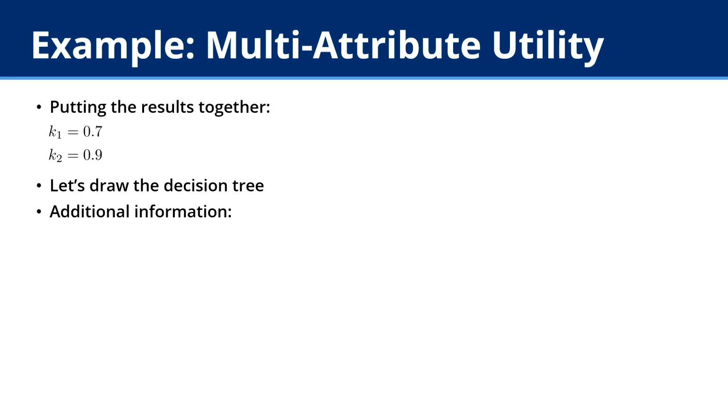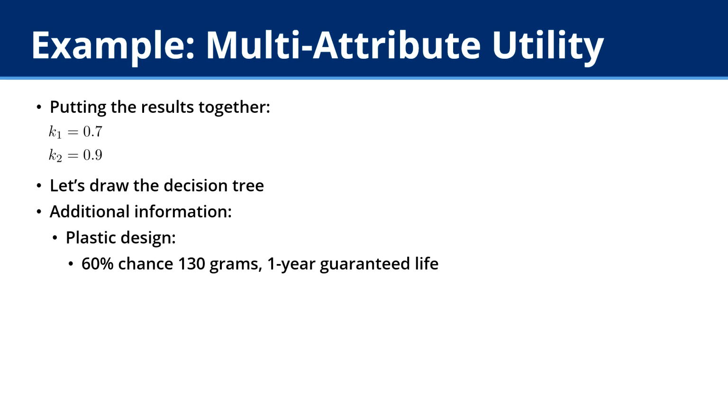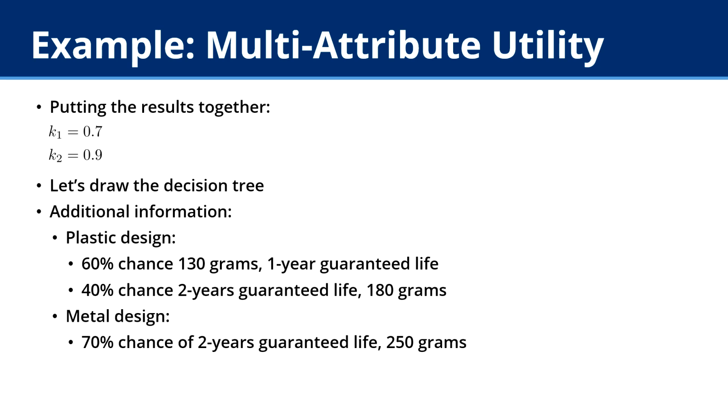Okay, so some additional information before we draw the tree here. The plastic design has a 60% chance of yielding a 130 gram bike with a 1 year guaranteed lifetime, and a 40% chance of a 2 year guaranteed life and 180 grams. The metal design has a 70% chance of 2 year guaranteed life, 250 grams, and a 30% chance of 3 year guaranteed life, 290 grams. We're going to keep it simple here and assume that these are the 4 outcomes.